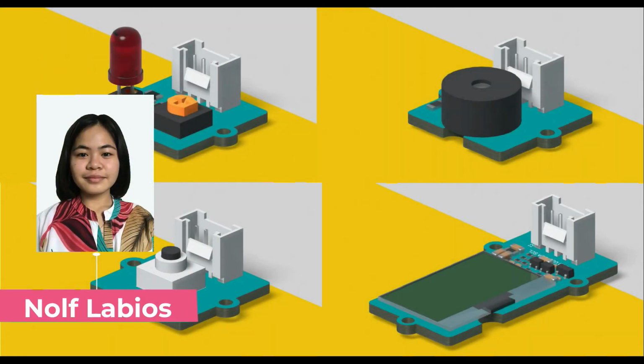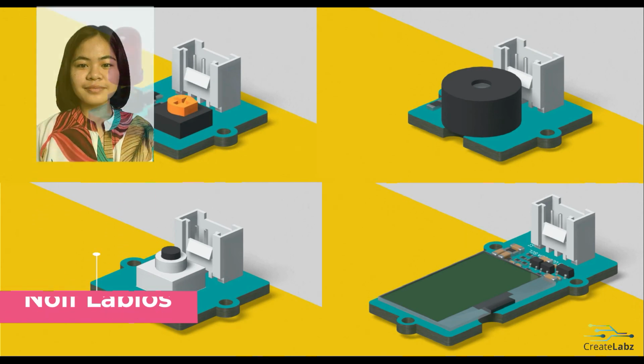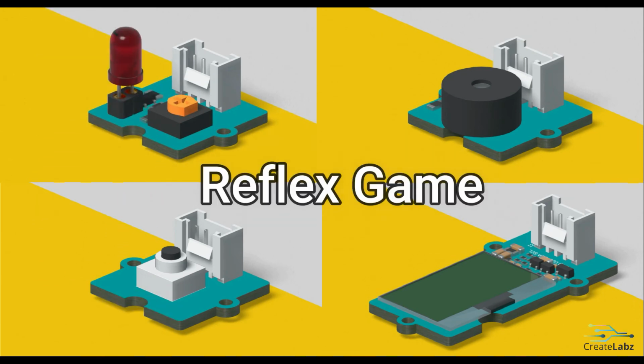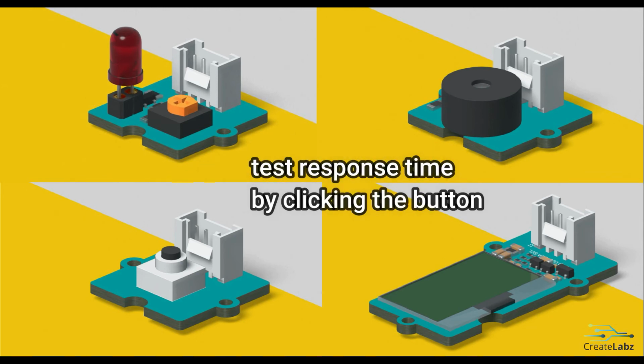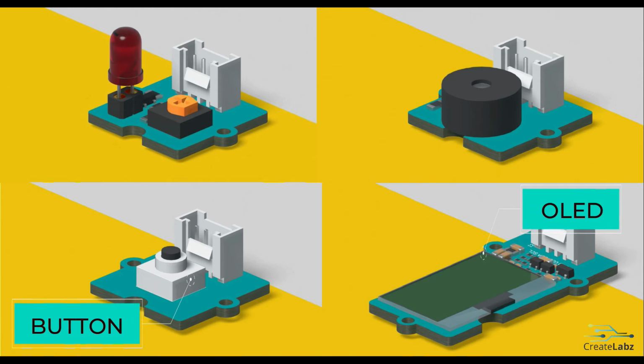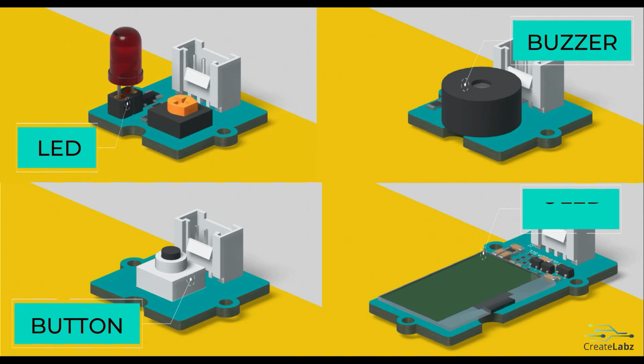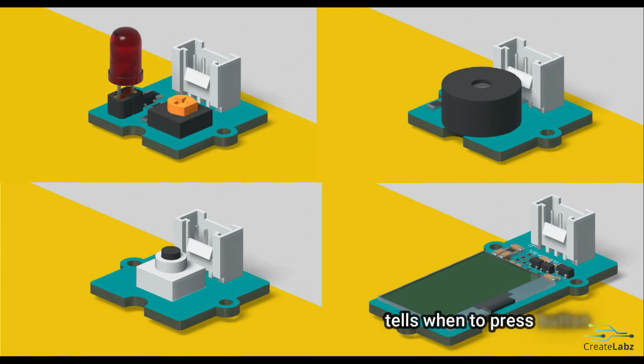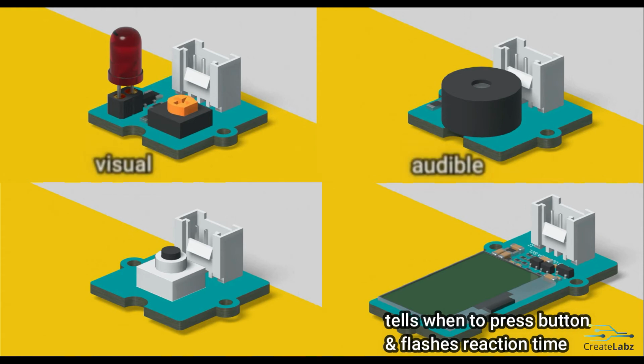Hey everyone, it's Nov. In this lesson, we will be making a game. This game is called the Reflex Game. The goal of this game is to test how fast our response time is by clicking the button. The components we will be using here are the OLED, the LED, and the buzzer. The OLED will be responsible in flashing when to press the button and also flashes the recorded reaction time. The LED and the buzzer will also signal together with the OLED. This indicates when the button will be pressed.